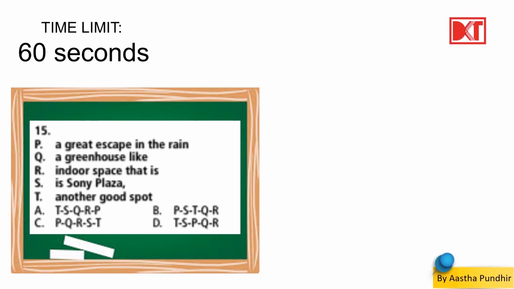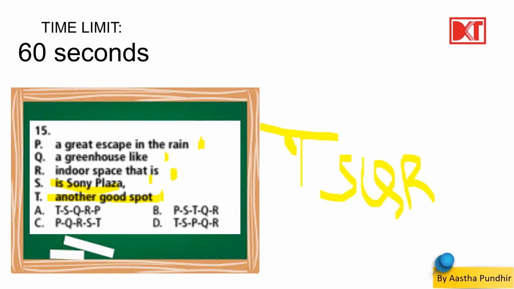Here we have a green escape in the rain, a greenhouse-like indoor space that is Sony's Plaza, another good spot. So here we start this off with another good spot is Sony Plaza, comma, then a greenhouse-like indoor space that is a great escape in the rain. This might seem a little confusing, but if you read it like this, see, another good spot is Sony Plaza, a greenhouse-like indoor space that is a great escape in the rain. So the answer is A.